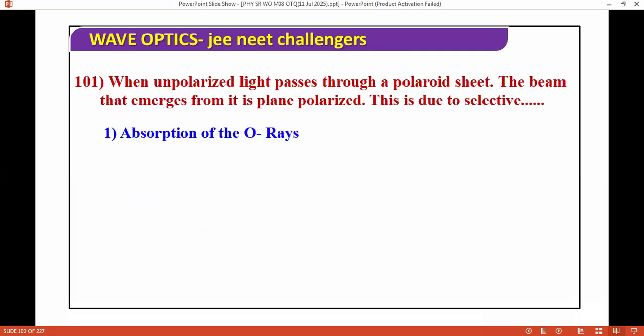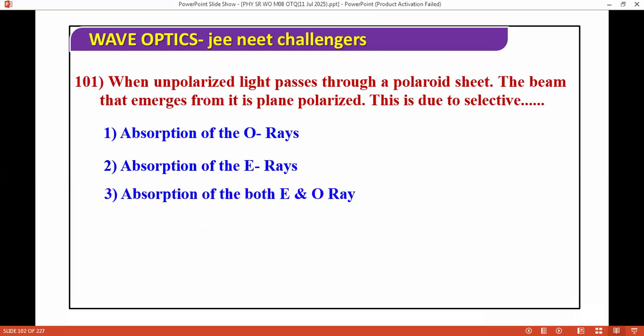When unpolarized light passes through a polarized sheet, the beam that emerges from it is plane polarized. This is due to selective absorption of O rays, absorption of E rays, absorption of both E and O rays, or reflection of one of the rays. The correct answer is absorption of the O rays. Next question, we're moving ahead.